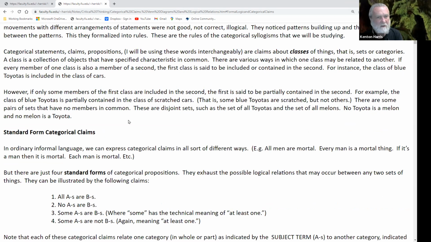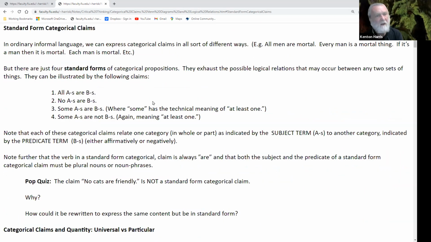All right, let me try it this way. Categorical forms and categorical claims. Oh, I'm sorry. Standard form categorical claims.